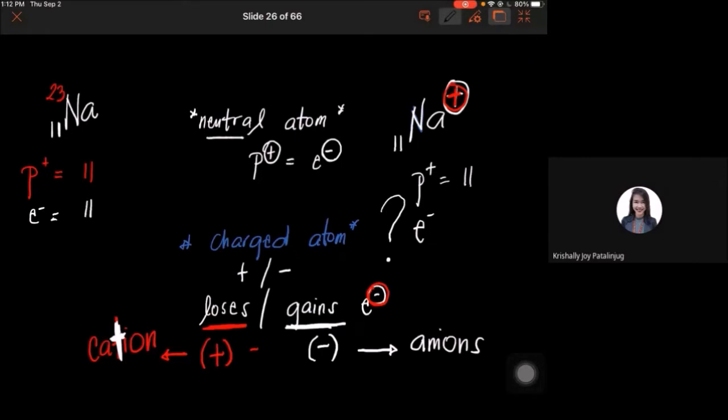Okay? So, ito, balik tayo kay sodium. Sodium plus, ibig sabihin, nag-lose siya ngayon ng electron. Ilan? Sabi nyo, isa. Kasi nga, plus 1 lang. Ang tanong, ilan yung number of electrons sa sodium ion, sa Na+. Very good. Nag-lose nga siya from 11 minus 1, 10.